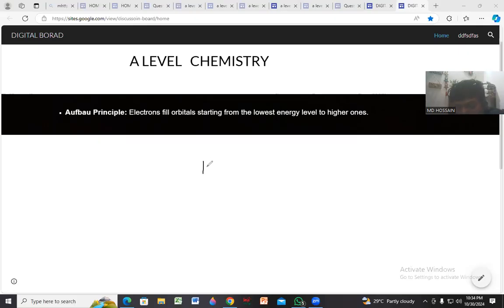This is 1s. This is the lowest energy level. This is 2s, 2p. This is comparatively higher. Then 3s, 3p, 4s, 3d. This is the much higher energy level.